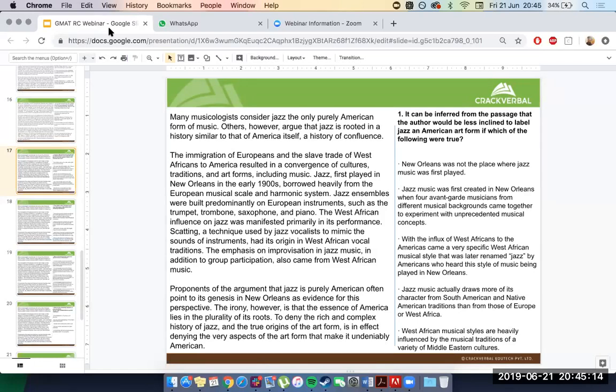To deny the rich and complex history of jazz and the true origins of the art form is in effect denying the very aspects of the art form that make it undeniably American. Now that's a little bit confusing, because the author is not on the team of jazz being purely American. She's on the team of confluence, the team of plurality, all of these things coming together. But at the same time, she is saying that jazz is undeniably American.